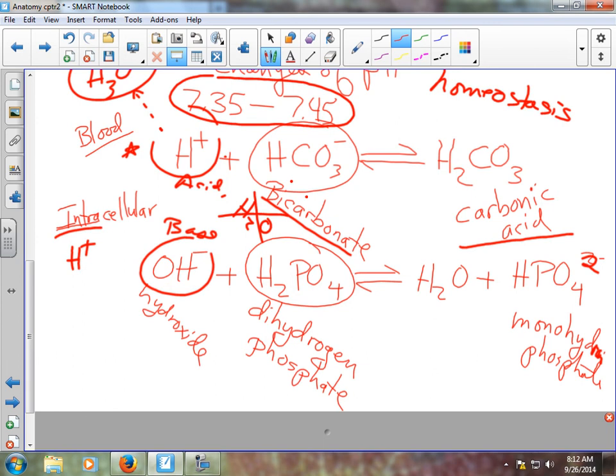If these 2 things react, one of these hydrogens is going to connect to the OH to form water there. What's left behind is 1 H, PO4 -2. I had a 2 there, but evidently they couldn't understand it. So H2O plus HPO4 -2, which is called monohydrogen phosphate.